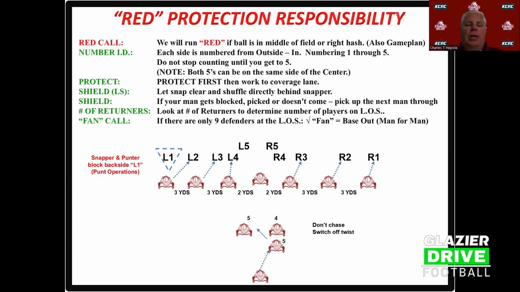Now the L1, the snapper and the punter, the operation of the ball being snapped and the ball being punted, they're responsible for blocking them. So we always make sure they understand that. We're going to protect first, then we're going to do our coverage lanes. You can see right here on the shield, they've got to make sure that they let the snap clear, and then he's going to shuffle directly behind the snapper right there.